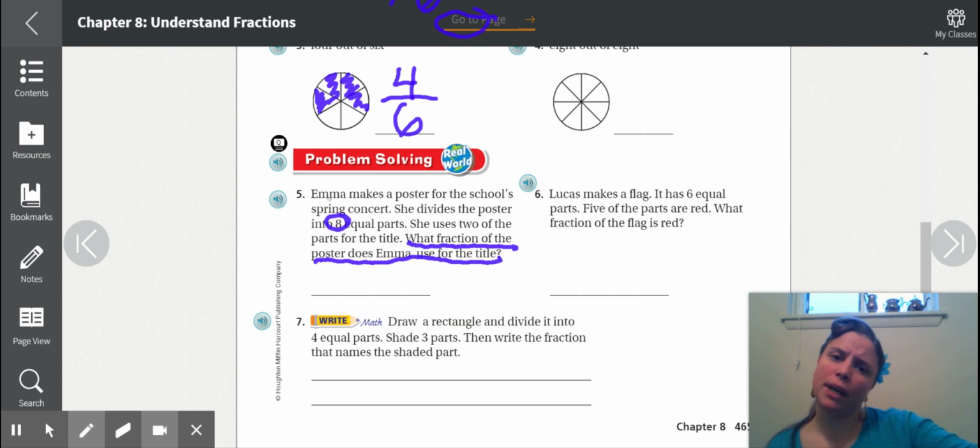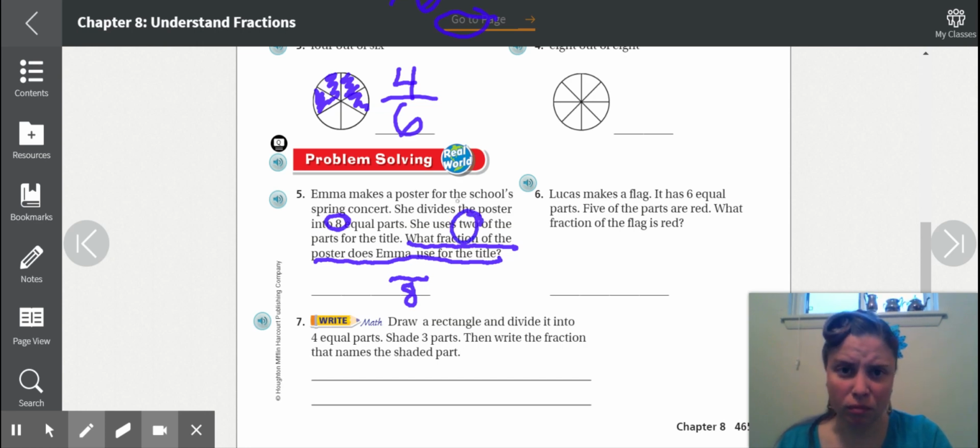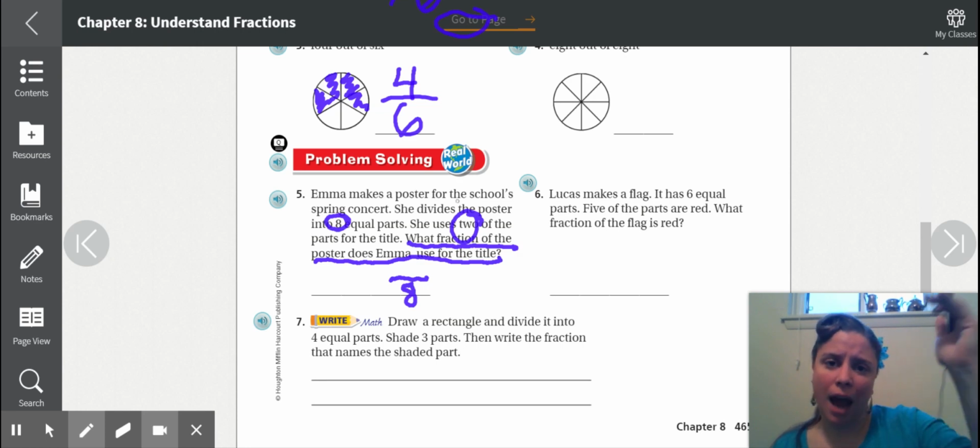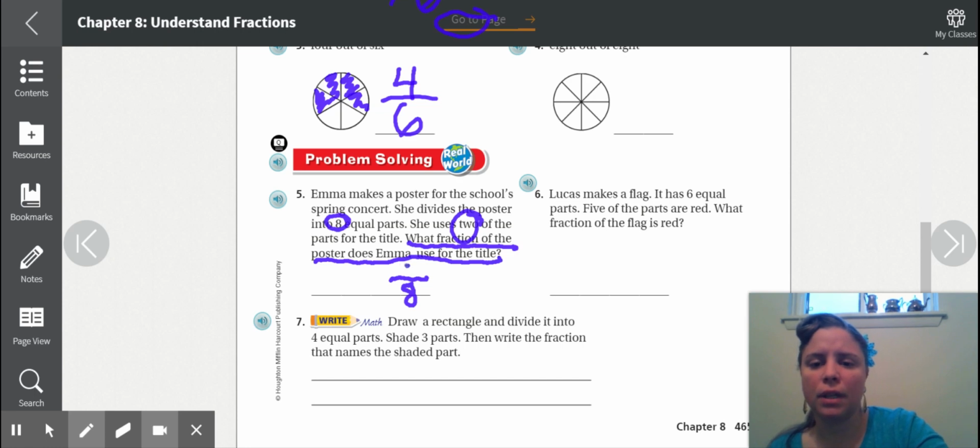So is that going to be the numerator or the denominator? You're right, it is going to be our denominator because our denominator is how many parts are in the whole or in the group. And then she uses 2 of the parts for the title. So those are the parts we are counting, and the counting goes on the top, which is the numerator. So the answer to this is 2/8.